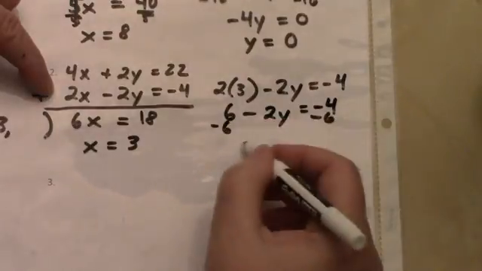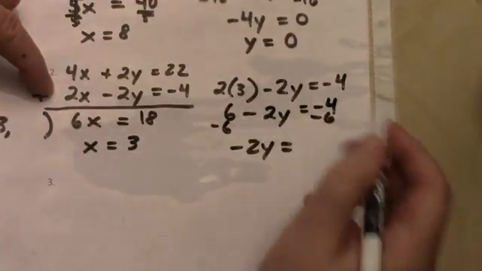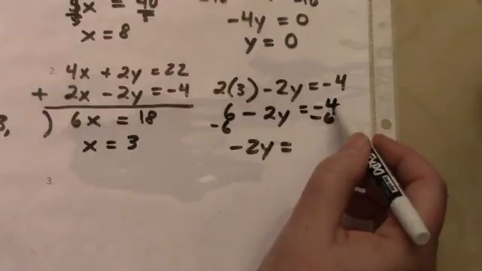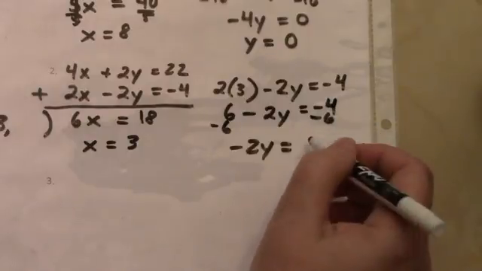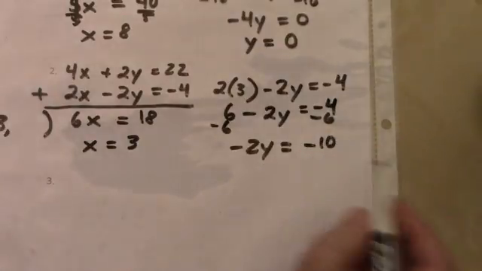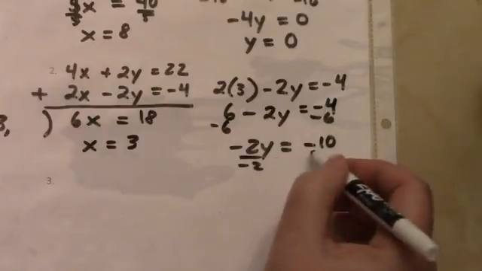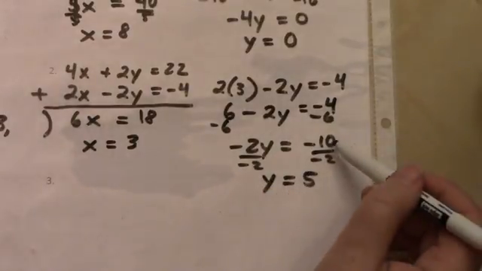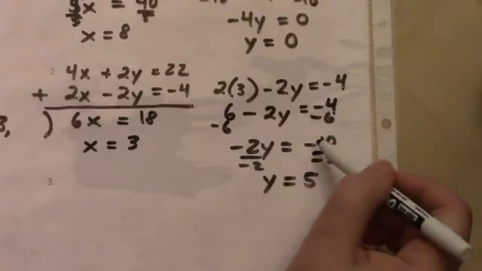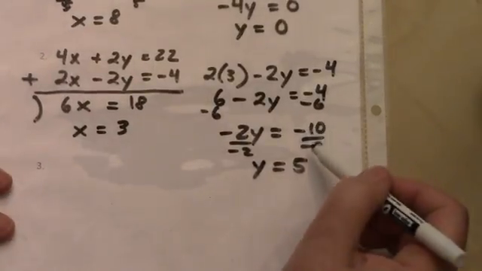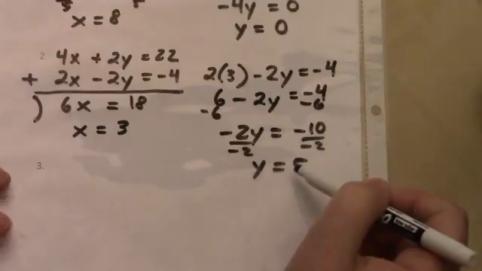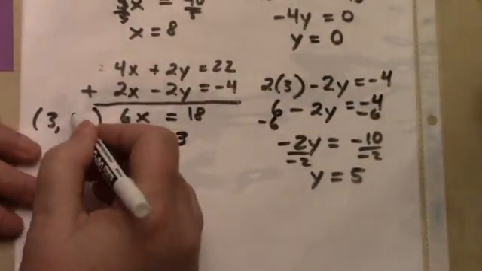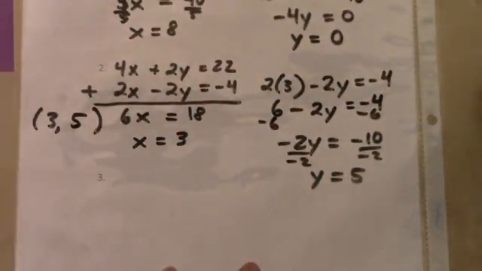Subtract 6 from both sides. Negative 2y equals, what do we have here? Negative 4 minus 6 gives me negative 10. Now I'm going to divide by negative 2. That gives me y equals 5. 10 divided by 2 is 5, and because I have a negative being divided by a negative, my answer will be positive. So now my coordinate is 3, 5. If these lines were graphed, that's the point where they would intersect.